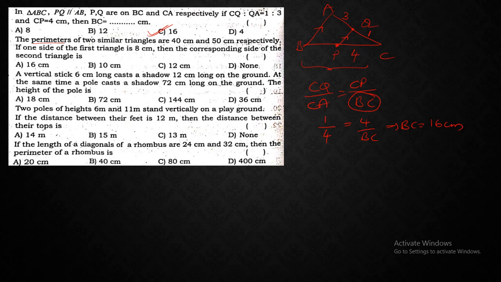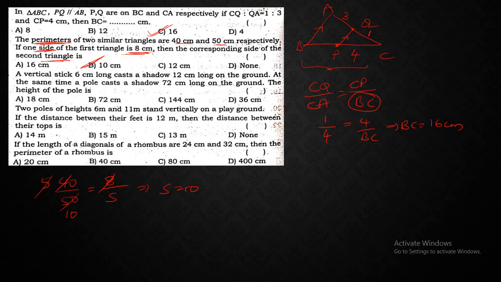The perimeter of two similar triangles. So perimeter is given 40 and 50. If one side of the triangle is 8, then the corresponding side of the second triangle. So here he is talking about perimeter and sides. Perimeter and side means directly proportional, right? So directly what we can say? 40 by 50 is equal to 8 by that particular side, right? Now this gives me 8 5s are 40. So this 5 in 50, it cancels 10 times. So S is equal to 10 centimeters. So that side is 10 centimeters.